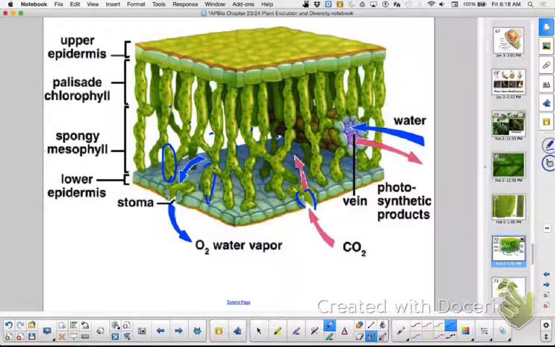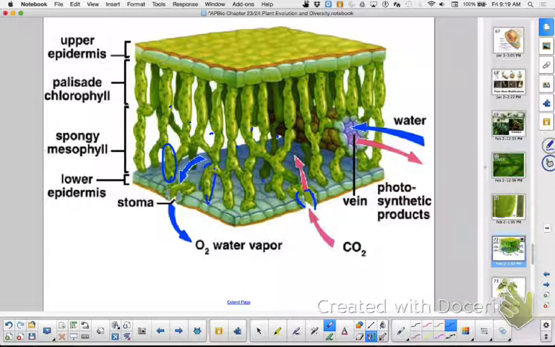What is that called when water evaporates out of a plant? Transpiration, which is not necessarily a bad thing, because water moves from the roots all the way up to the tops of the plant, the shoots, right? And what did we say? Water likes to hold hands. What is that?